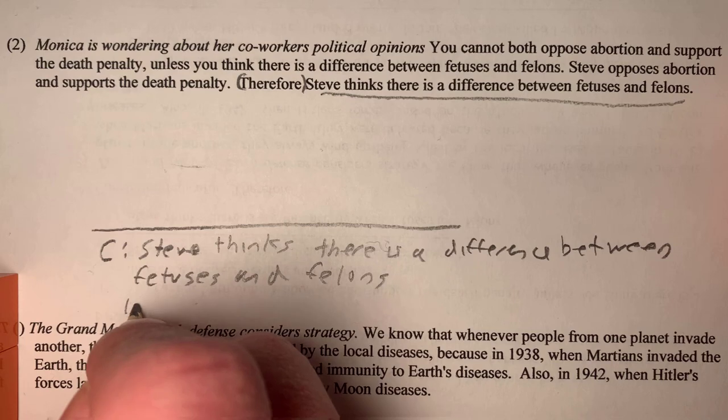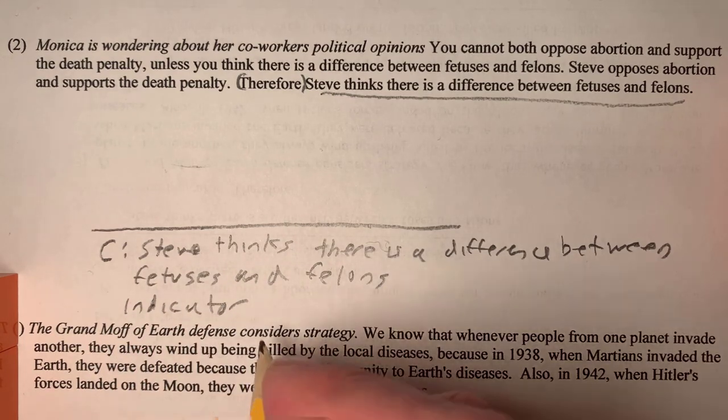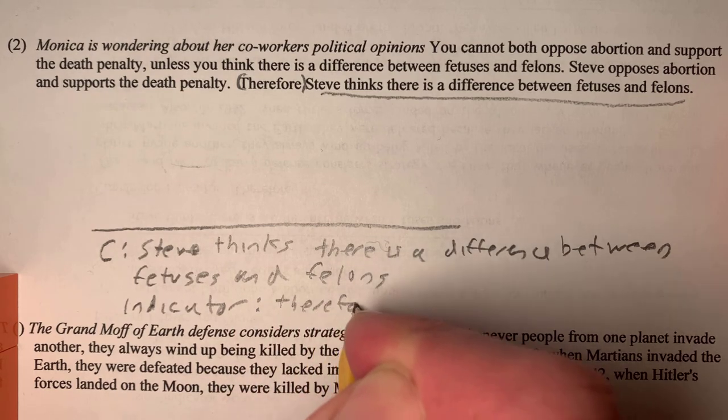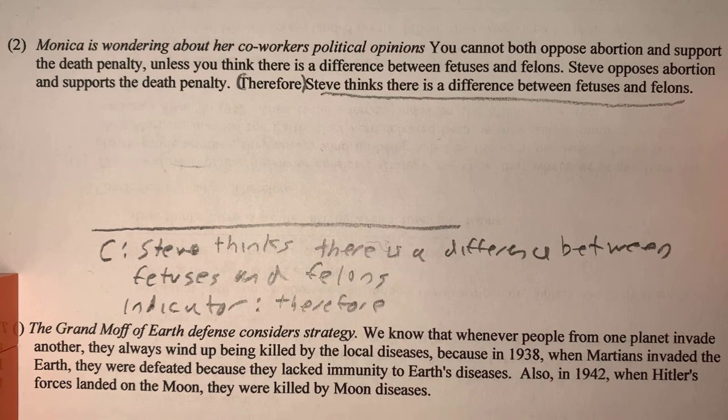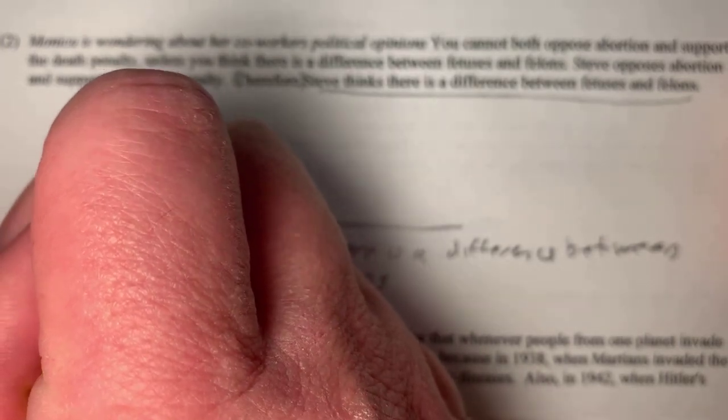And the indicator is because. Oh, I'm sorry, therefore. So we've got two premises. They're both kind of wordy, and it's hard to figure out how to cut them, make them shorter. So we'll just write them all out.